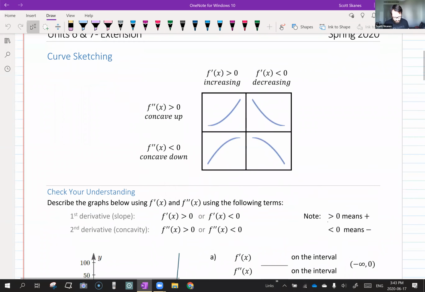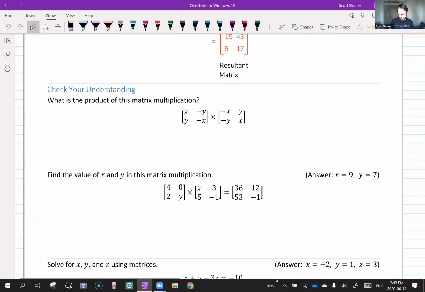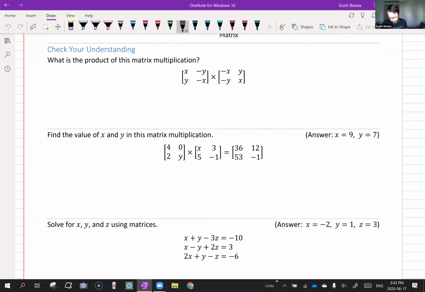So unit 6 and 7, I'm going to start by going down. This is all on D2L, and it's just a review of matrix multiplication. I'm going to do these two questions. Actually, I'll do three, but mostly just the first two are important based on what we did yesterday.